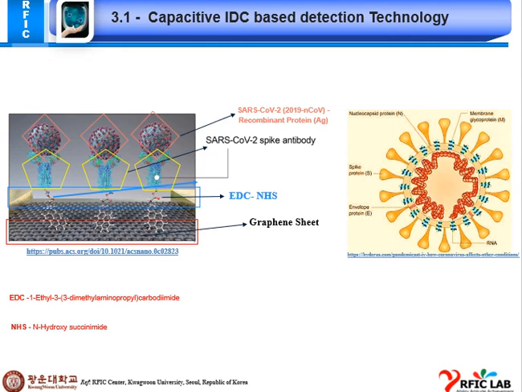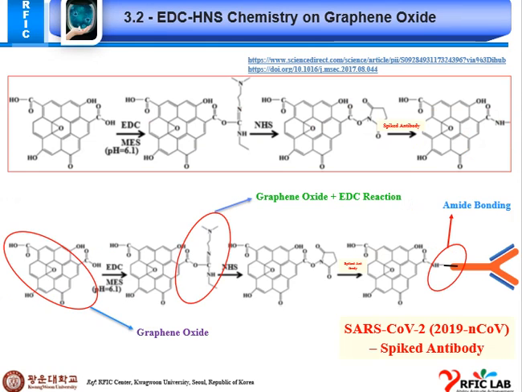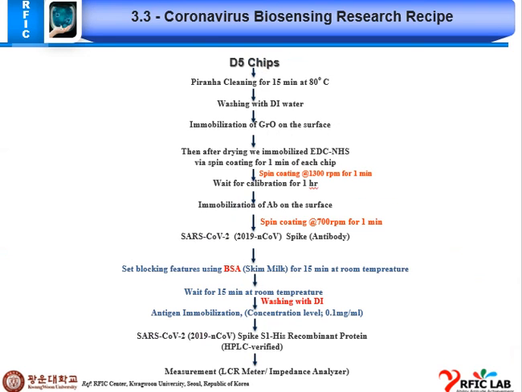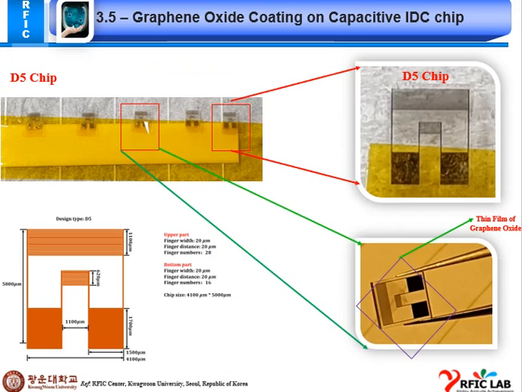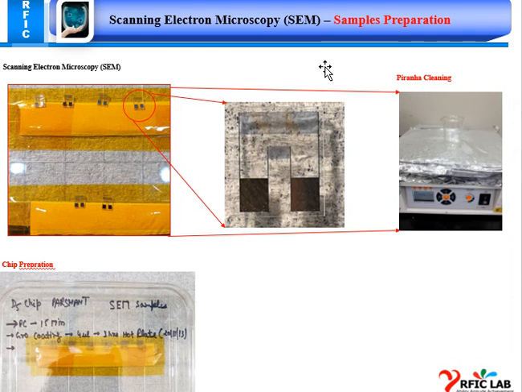This is a previously prepared strategy of how we are doing this experiment: chemical reactions and recipe, all the experimental process chart. This is our chip, what we are following in our experiment. So last week I prepared this experimental process for the testing.